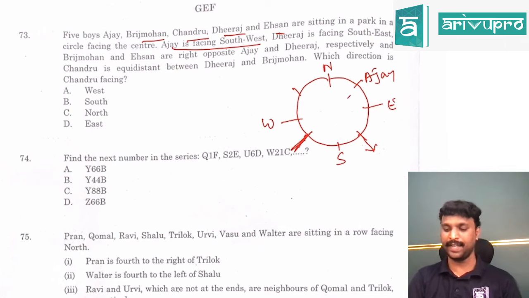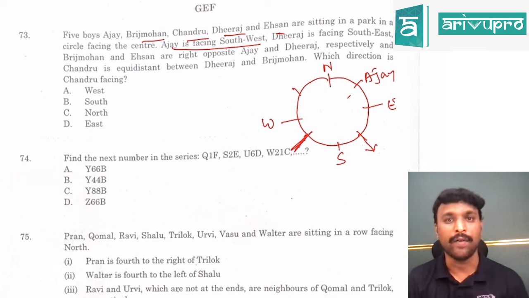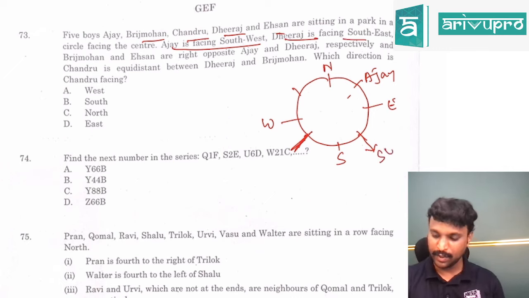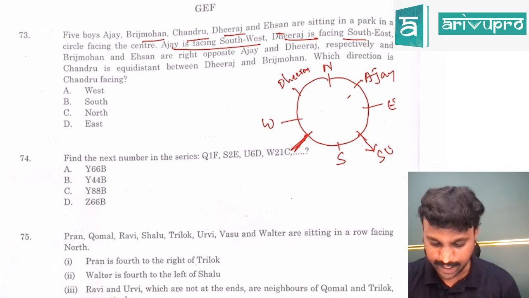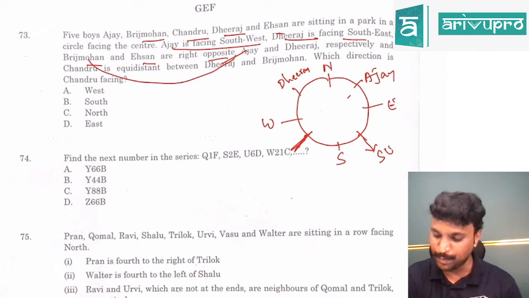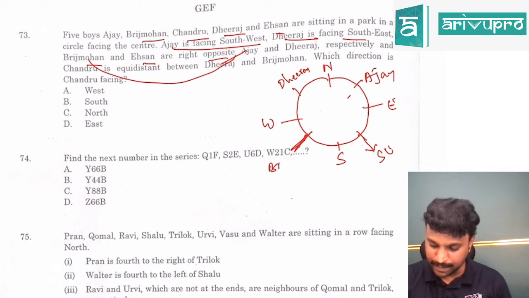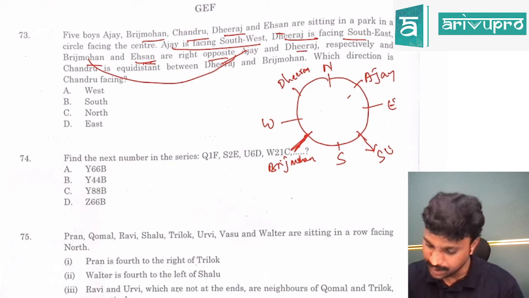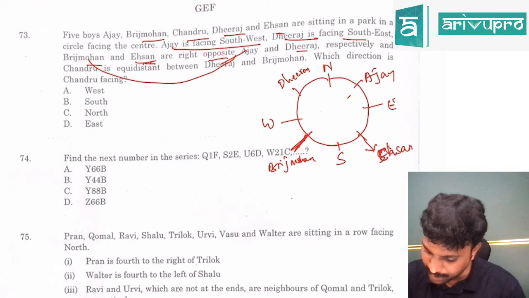So southwest is definitely this. So Ajay is facing southwest. Now Dheeraj is facing southeast. So southeast is this. So Dheeraj should be over here, correct? Next, what they have said, Brij Mohan and Ehsan are right opposite to Ajay and Dheeraj. Who is right opposite to Ajay? Brij Mohan. So right opposite to Ajay, Brij Mohan is over here. Alright, then Ehsan is right opposite to whom? Dheeraj. So Ehsan should be over here.